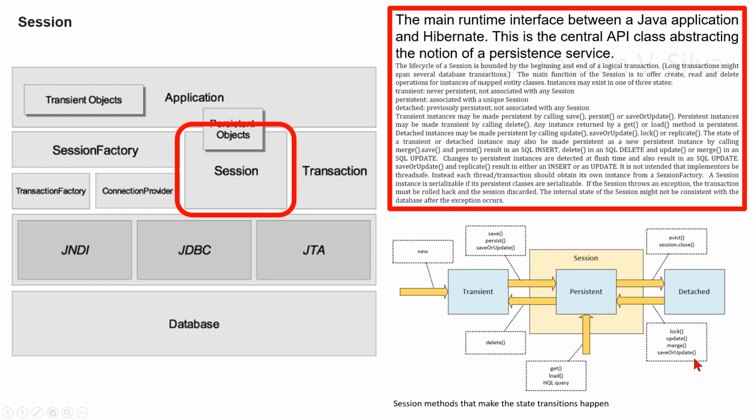The main difference of the saveOrUpdate method is that it doesn't throw an exception when we apply it to a transient instance. Instead, it makes the transient instance persistent.